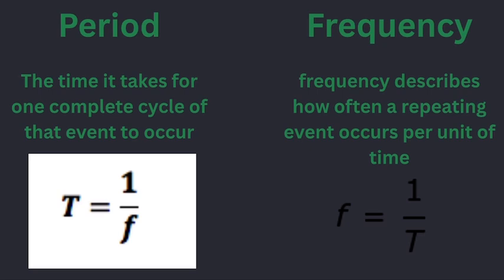Period. The time it takes for one complete cycle of that event to occur. Frequency. Frequency describes how often a repeating event occurs per unit of time.